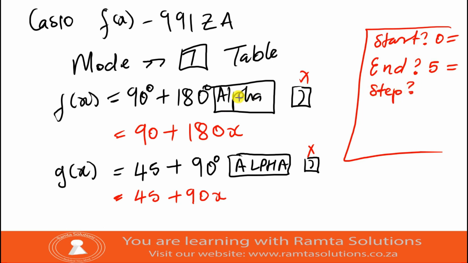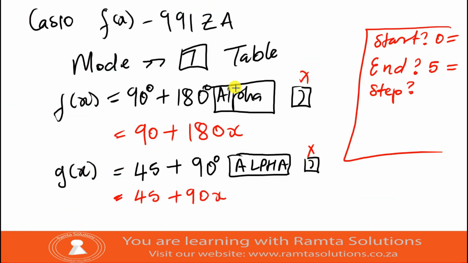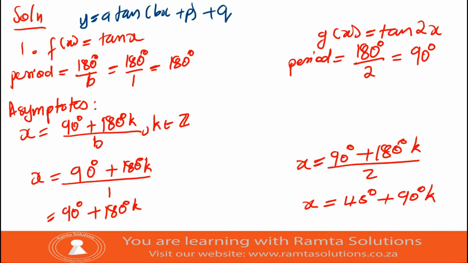Step, they said it's 1. Remember, I said k is an element of an integer. So the step will be 1. So just press equal to. Remember, we will take values of x that are between 0 and 360 degrees.